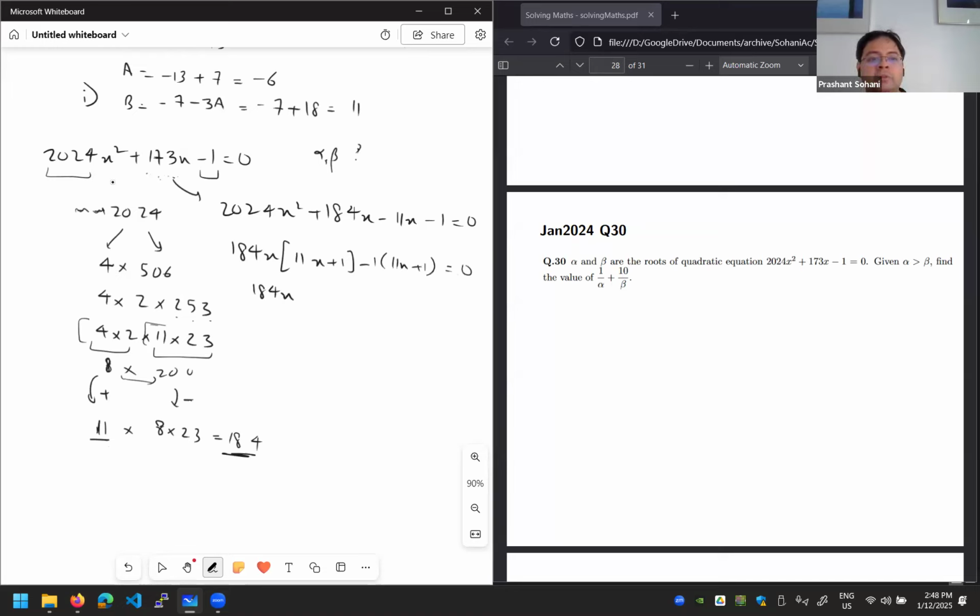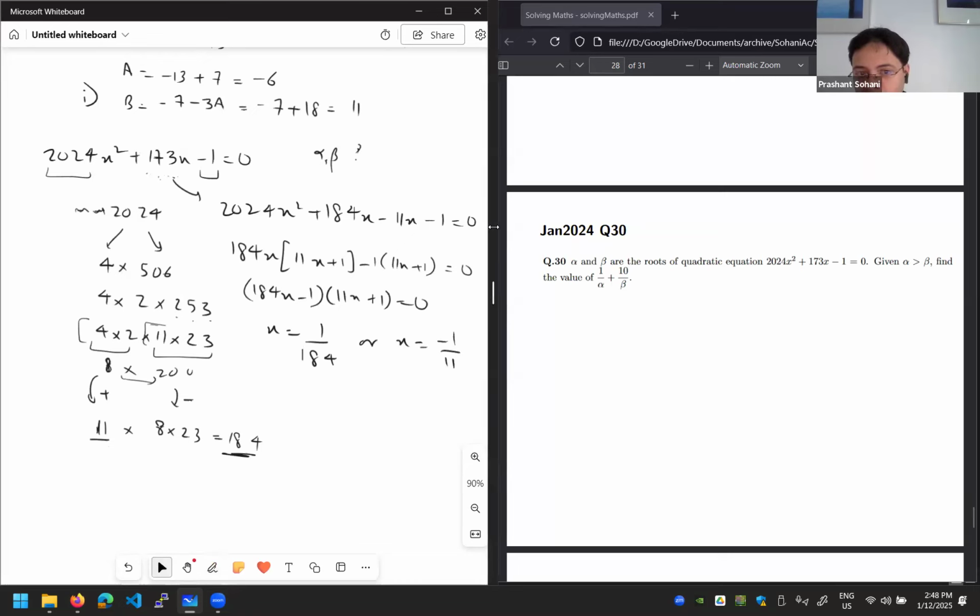So therefore 184x minus 1. Therefore I'm going to get x is equal to 1 upon 184, or x is equal to minus 1 by 11. So one of them is alpha and one of them is beta. Okay, and there we have been told that alpha is greater than beta, which means this is the negative root, so it must be smaller, and this is alpha.